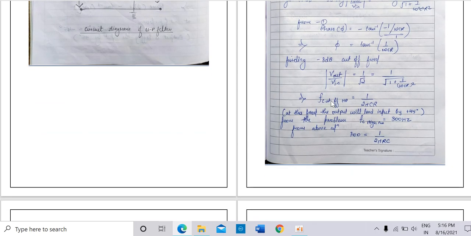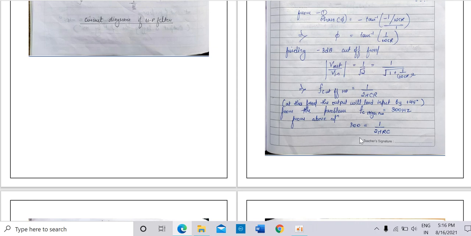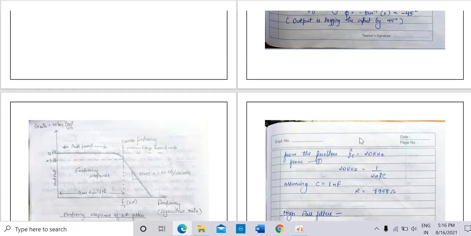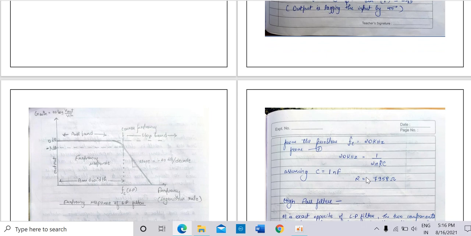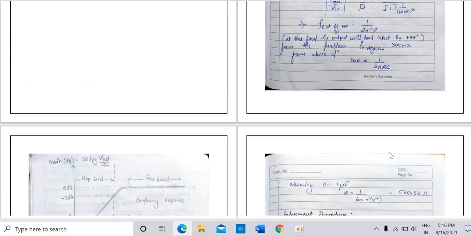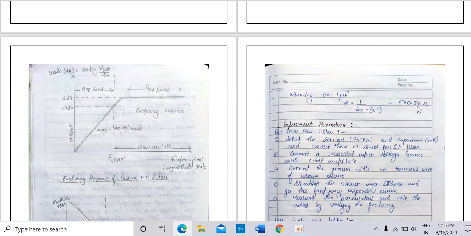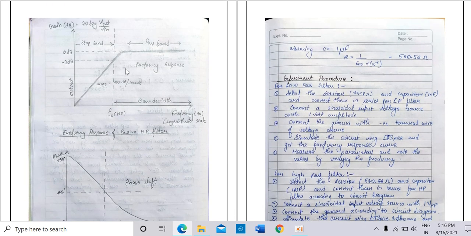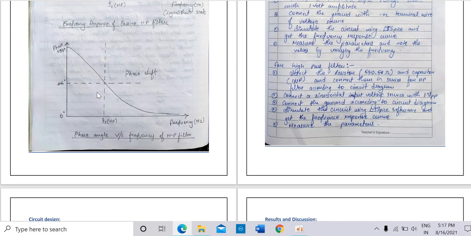So this is the cutoff frequency formula, and here, as for the low pass filter, I have also derived the resistance value for the given cutoff frequency. The resistance value for the low pass filter came to 7958 ohm, and for the high pass filter it came to 530.52 ohm. This is the Bode plot. We can see that as frequency slowly increases, the voltage output increases slowly. Then as it reaches the 3 dB frequency, it almost becomes equal to the input. And this is the phase plot.